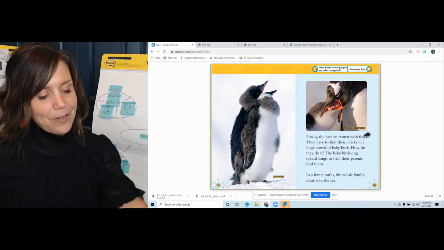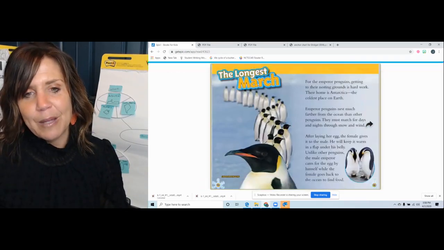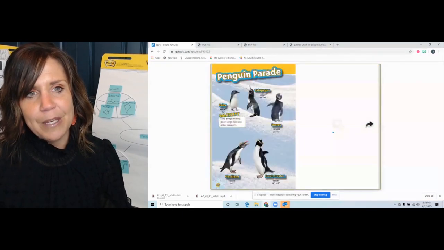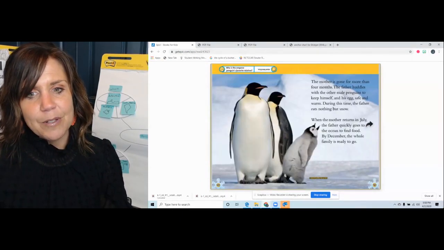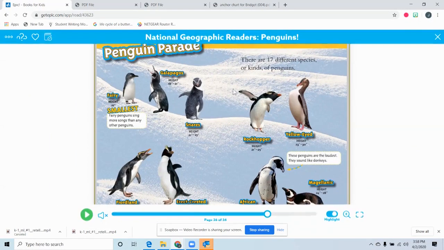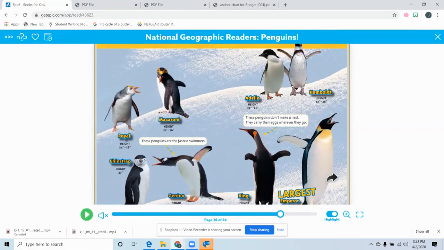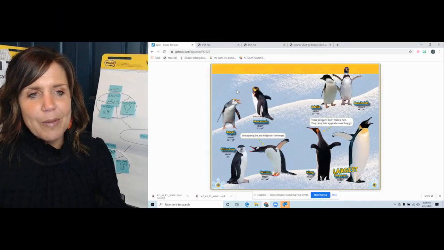Great job. So the last section that we talked about last time was types of penguins. So let me flip to the types of penguins. Yes, it was called a penguin parade. We looked at this one. There are 17 different types. There's several on this page. We talked about the fairy was the smallest. And then when we turned the page, the largest was the emperor. Macaroni has some crazy hair, doesn't he? Okay, so remember that page?